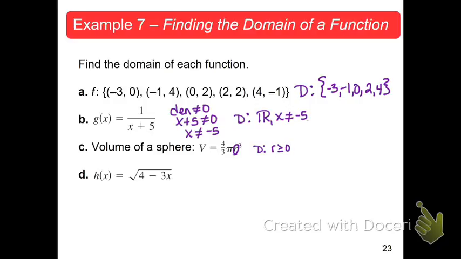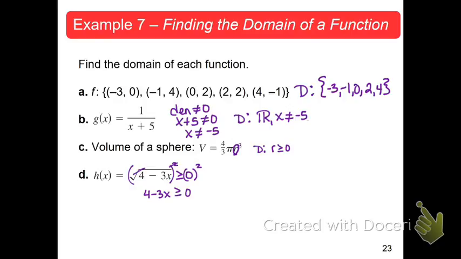All right. And then D, what is the issue there? Well, we have a radical, and remember, we have an even root radical, and you can't take, in this case, the square root of a negative number. So I know that I'm going to need to set this greater than or equal to 0. So to get rid of the radical, let's square it. And so we really get 4 minus 3x, because the square and the square root cancel, is greater than or equal to 0 squared, which is 0.